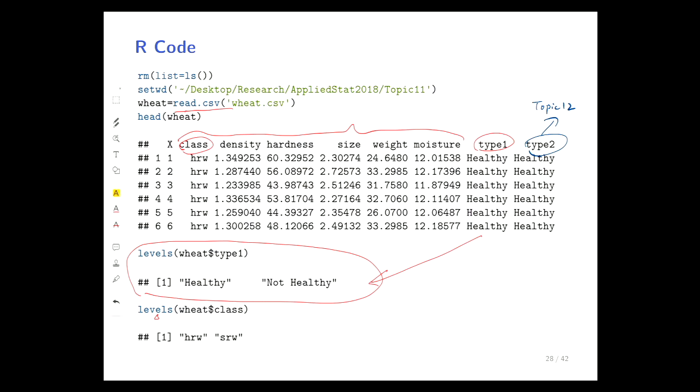Any questions about the data? So we want to predict type. That's what we want to predict.